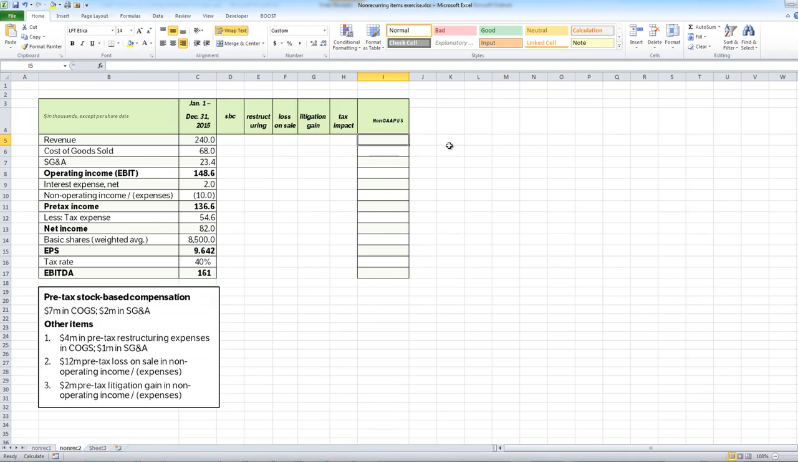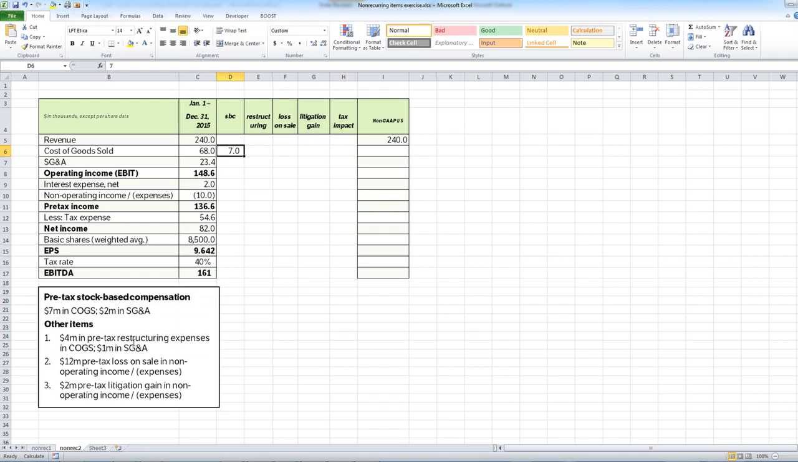With revenues, there were no adjustments, so we can simply carry over revenues. In fact, let's be a little more Excel friendly with this and just link directly the revenues from before. Now, to get to cost of goods sold, there are a few adjustments that need to be made. First, we've identified that there's about $7 million in stock-based compensation buried within cost of goods sold.